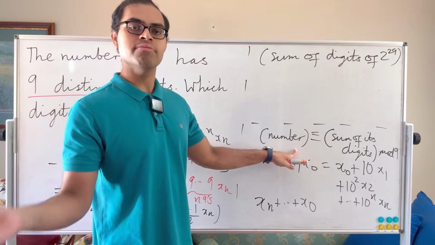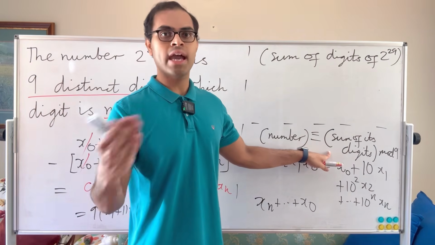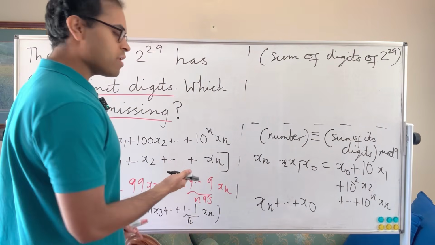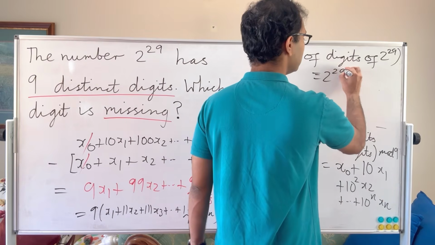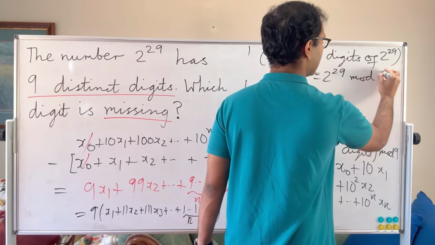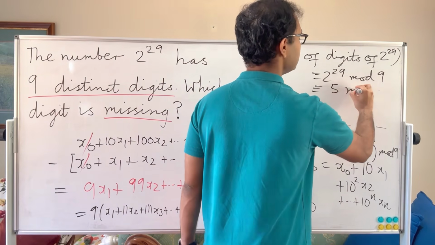That for any number, dividing it by 9 and taking the remainder is the same as dividing the sum of its digits by 9 and taking the remainder. And we previously found, I've erased this now, that 2 power 29 is congruent to, and we found that the remainder when you divide 2 power 29 by 9 is 5. Okay, so that's 5 mod 9.